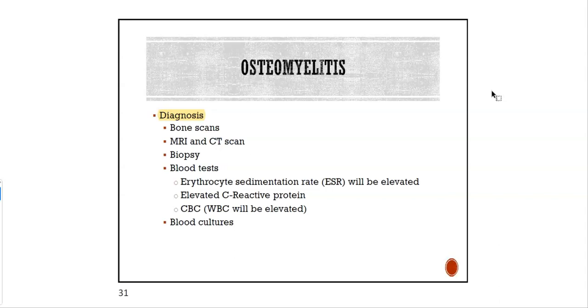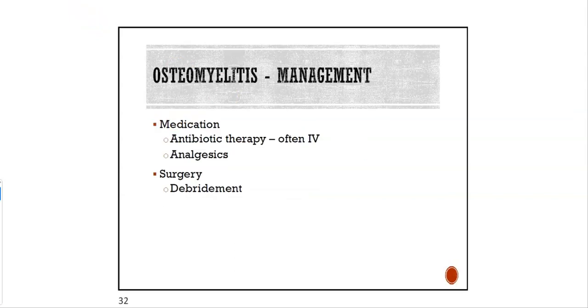And so you may see some blood cultures ordered in patients with osteomyelitis. So osteomyelitis, how do we manage osteomyelitis? Mainly it's IV antibiotics. I never really worked in an outpatient setting. So generally speaking, when patients have osteomyelitis, they need IV antibiotics.